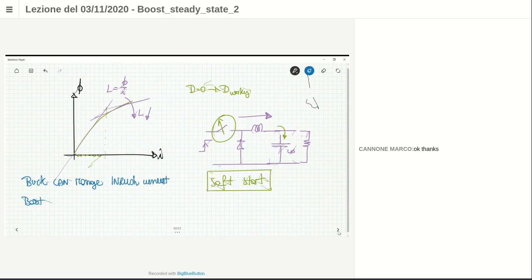Boost converter cannot manage inrush current. Okay, boost cannot manage inrush current, cannot manage short circuit at the output.